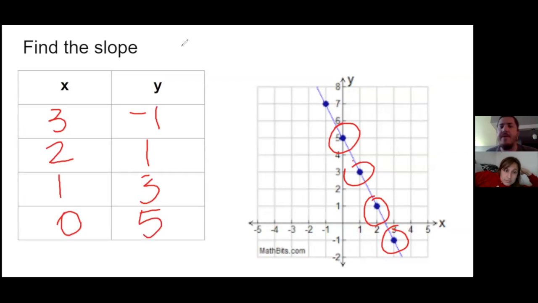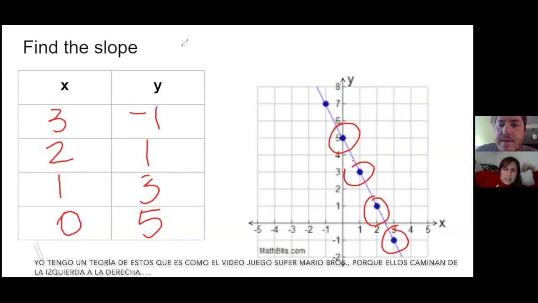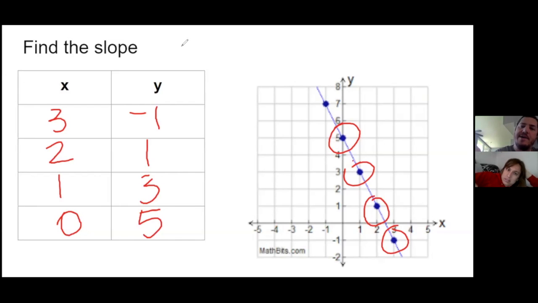All right, Ms. Sickmeyer, is this graph going up or down? Down, because if it was Mario walking from the left to the right, he would have had to walk down that line. So should our slope be a positive number or a negative number? Negative. It should be a negative number. Okay. So x from 3 to 2, that went down 1. So we're going to write -1, -1, -1, -1.